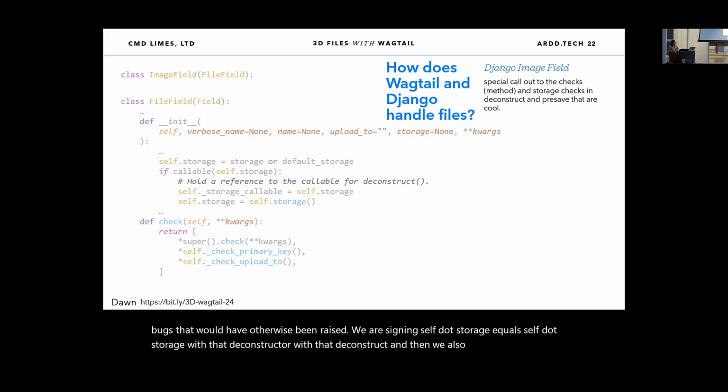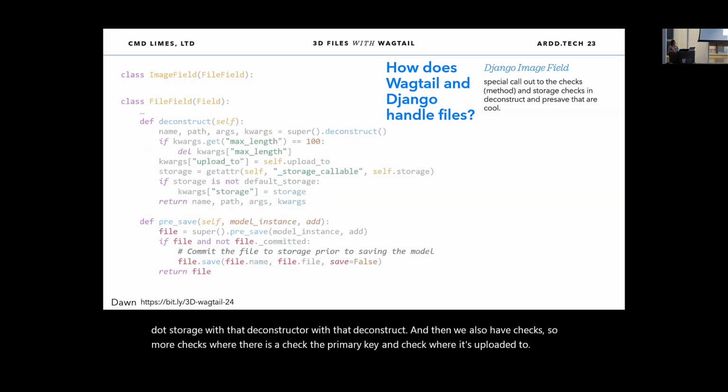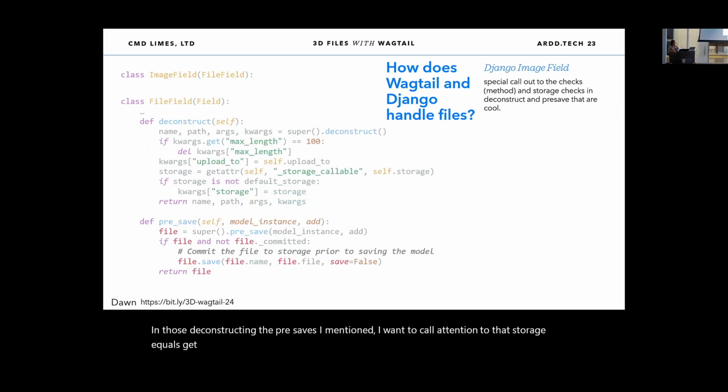And then we also have checks. So more checks, where there is a check of the primary key and a check of where it's uploaded to. In those deconstruct and pre-save methods, I want to call attention to that storage equals getattr(self, storage callable, self.storage). You're defining what that storage variable means, and then you're adding it to your keyword arguments, and you're adding it to that storage object. So these are different paradigms, patterns that they're using in order to access your image in your storage. It's an opinion that Django has, and I don't have to have one because it does. Again, with this super pre-save, we have some storage references there as well.